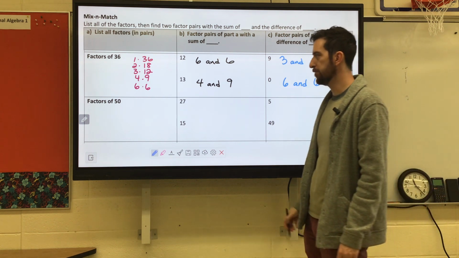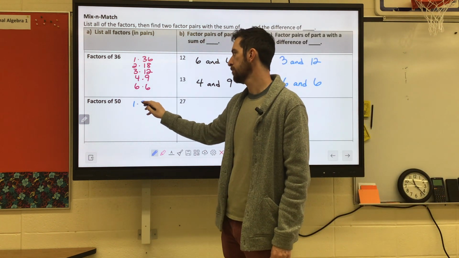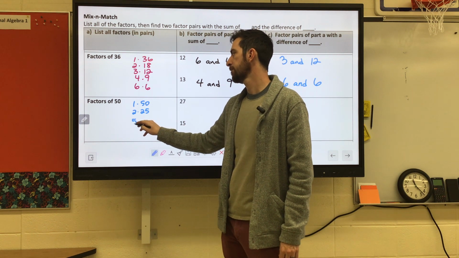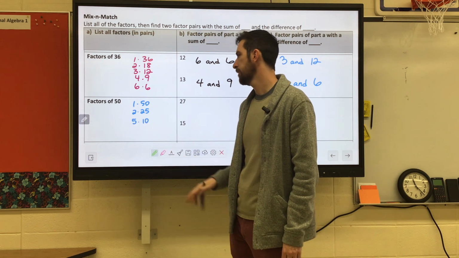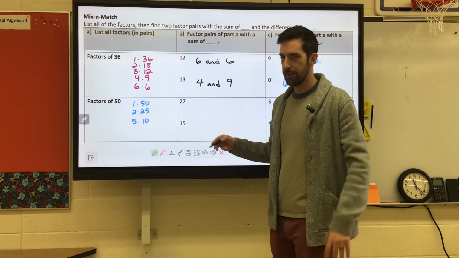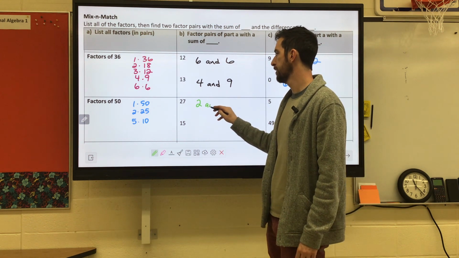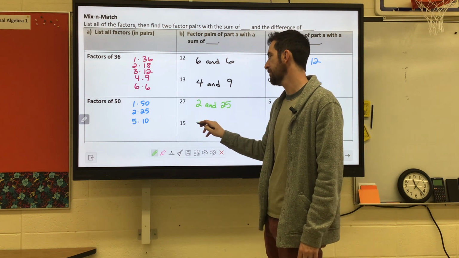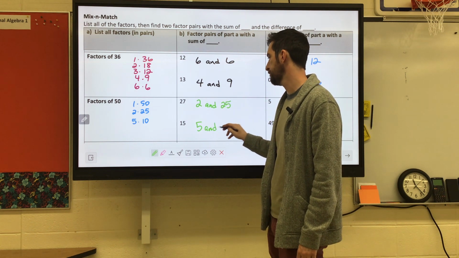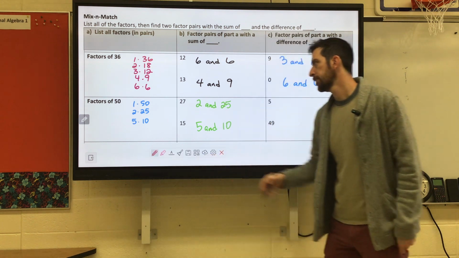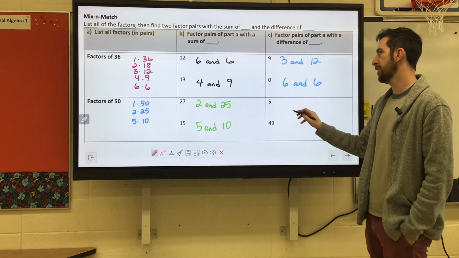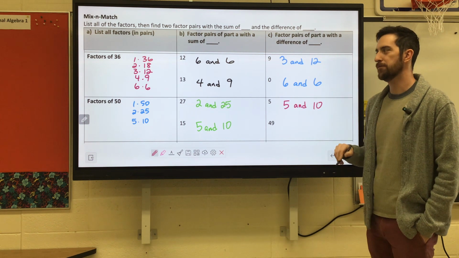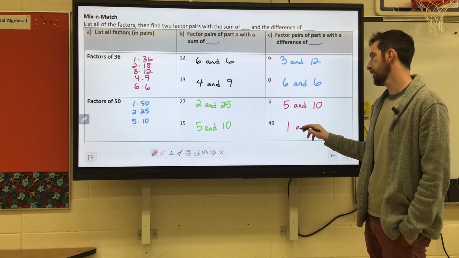All right, factors of 50. 1 times 50, 2 times 25, and 5 times 10. Which set adds up to 27? That's your 2 and 25. Which ones add up to 15? 5 and 10. Which ones have a difference of 5? That's 5 and 10. And which ones have a difference of 49? That'd be your 1 and 50.